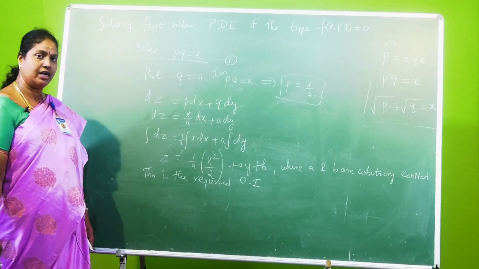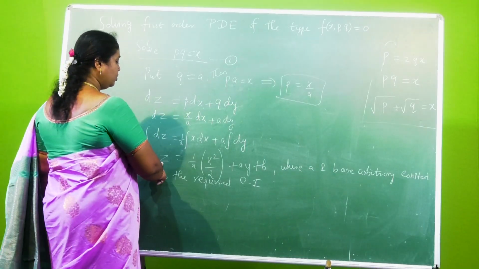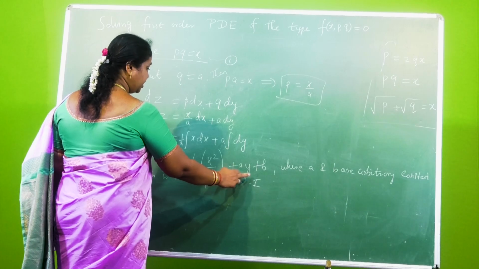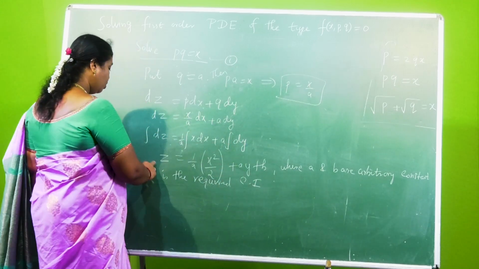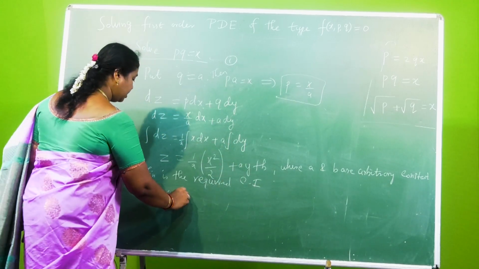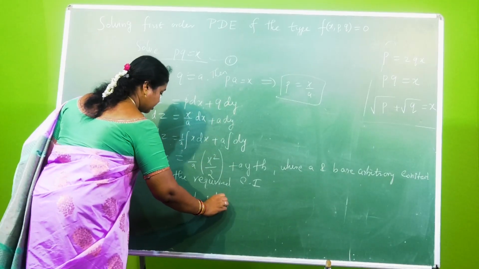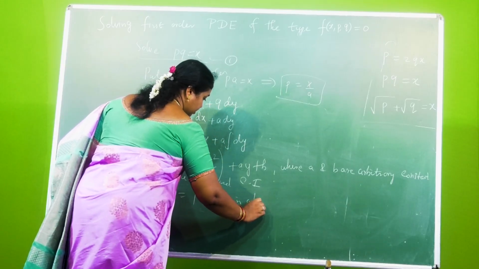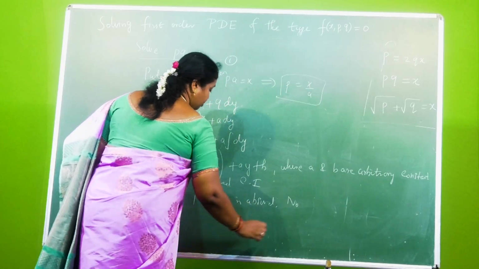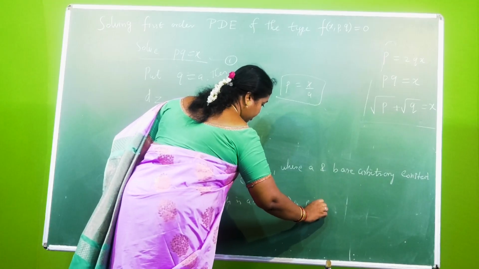What about the singular integral? We have to do differentiation on both sides with respect to b. So here there is no b, so it is 0. It will be 0, 0, 1, which is absurd. So hence there is no singular integral for this type.